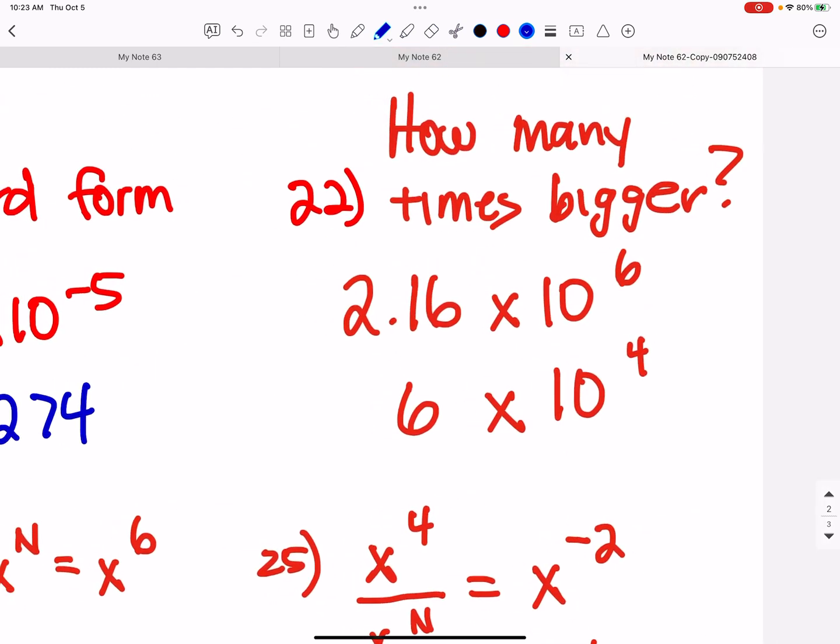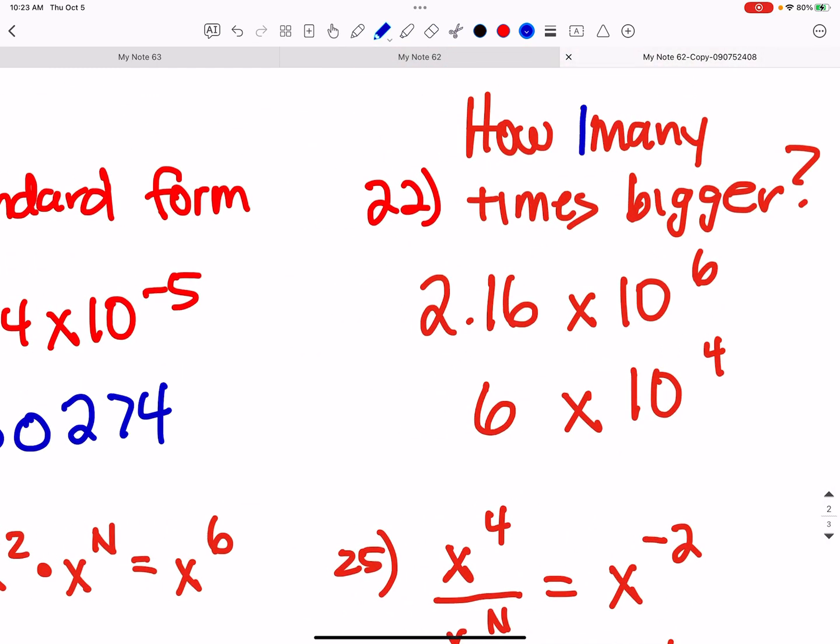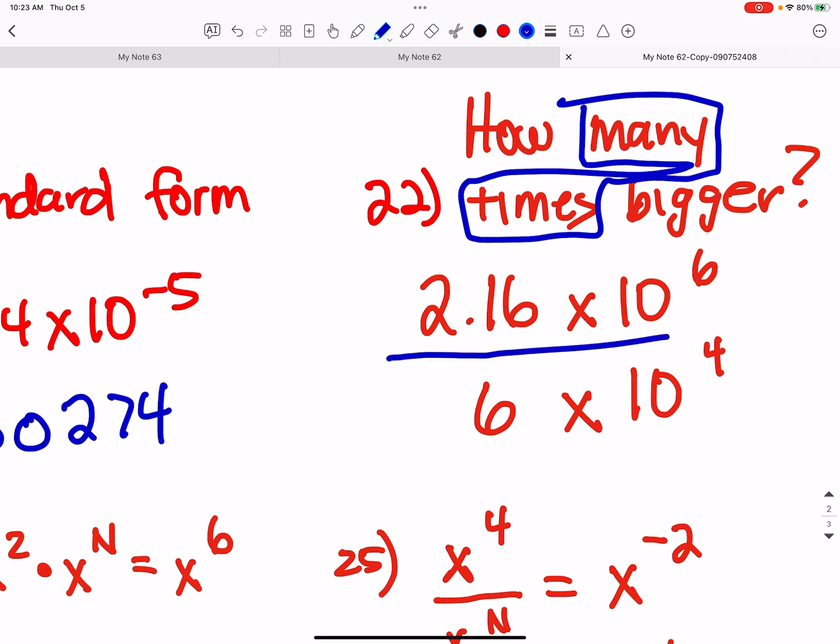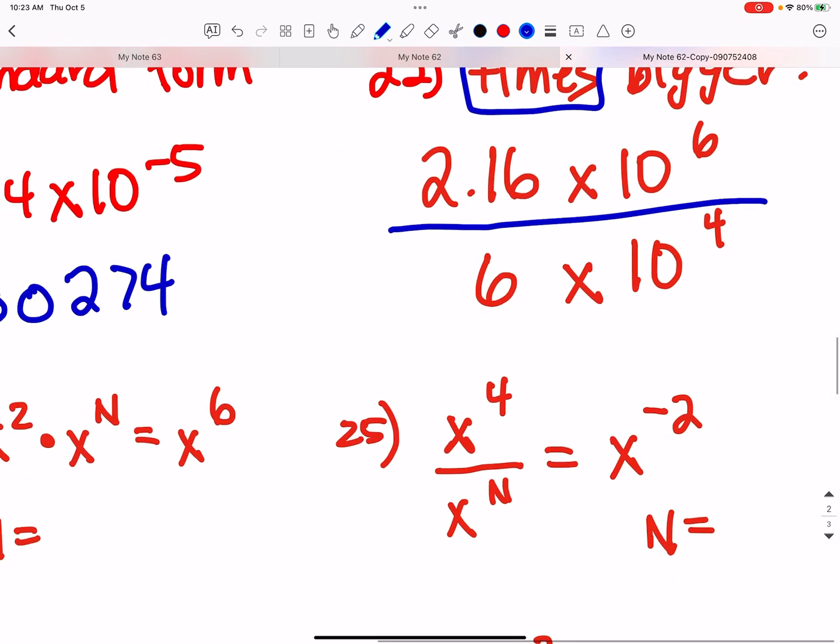All right, how many times bigger? Hopefully you know that how many times bigger, like if I'm 100 pounds and my niece is 50 pounds, I'm twice as big. How many times bigger am I than her? 2 times bigger. So this is division. So in this one, you can divide the front number very easily. If I have a calculator, I got to reach over to Liam's desk and grab a calculator. Okay.